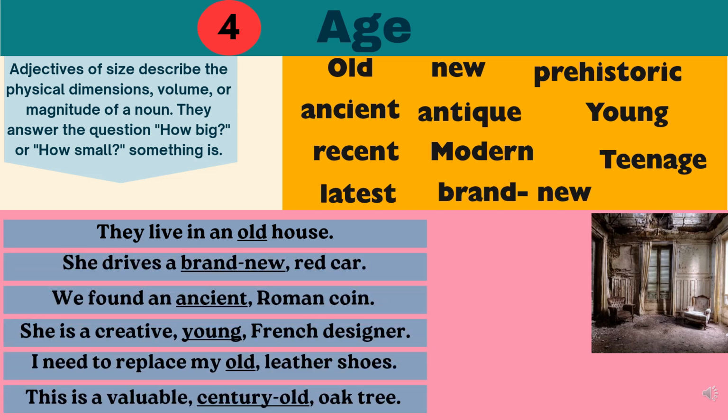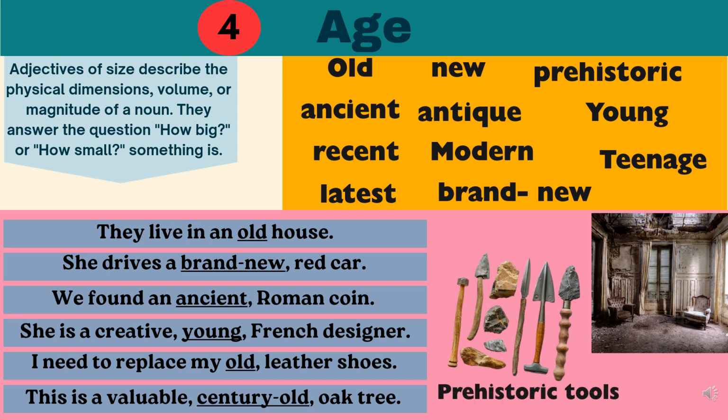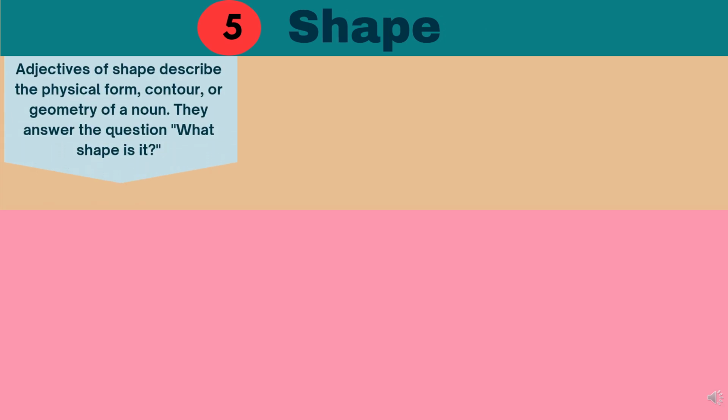Age is another objective fact. It comes after opinion and size, but before origin or material. Words like new, old, ancient, and modern fit here. Next is shape. These adjectives describe the physical form of something. They answer the question, what shape is it?